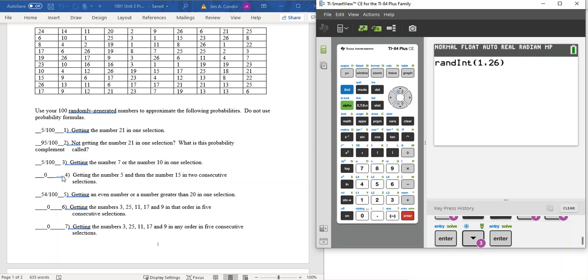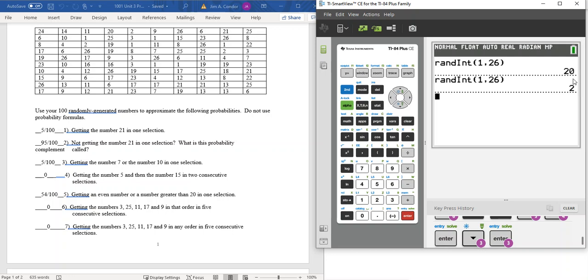All right, so number 4. What's the odds of getting a 5 and then a 15 in 2 selections? Meaning if I hit this button twice, I hit it, I get one number, I hit it again. So I hit it twice. What were the odds that it was going to come up a 5 here and then a 15 here? All right, a 5 and a 15. What were the odds of that? Was it likely, not likely?